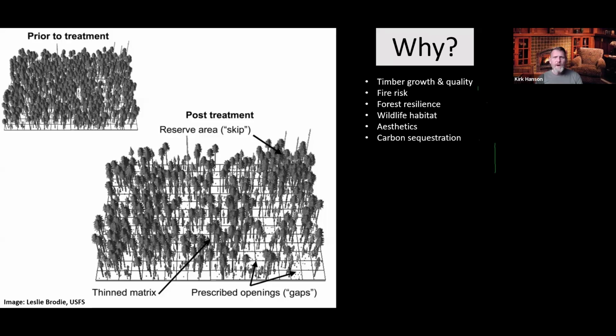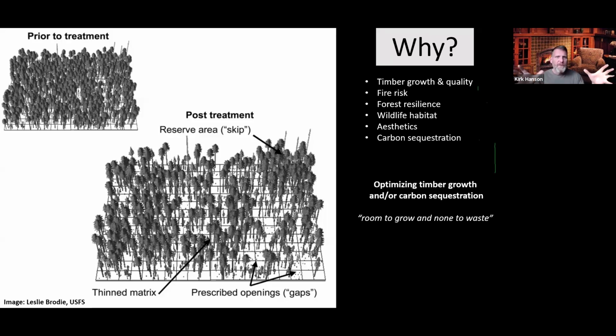And there's an old adage, room to grow and none to waste. So if your objective is optimizing either timber growth or carbon sequestration, you really want to be probably looking at optimizing, again, the photosynthetic potential of that site. And that's going to involve thinning and focusing those resources, both sunlight and soil moisture, on fewer trees.